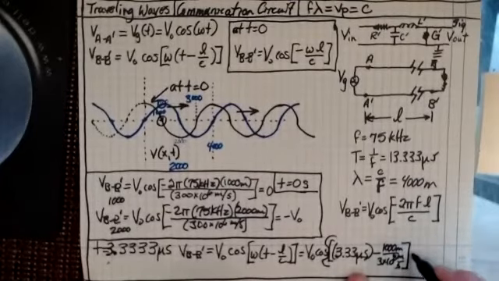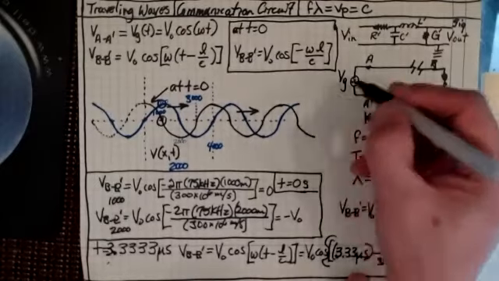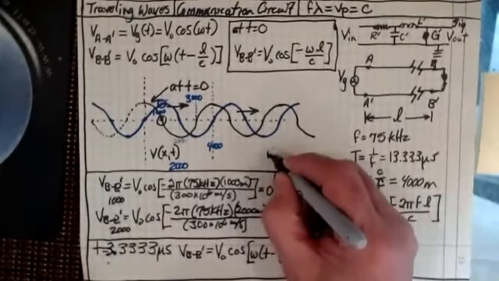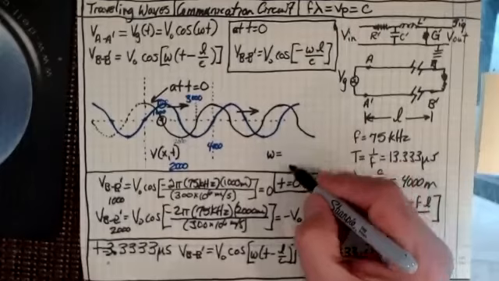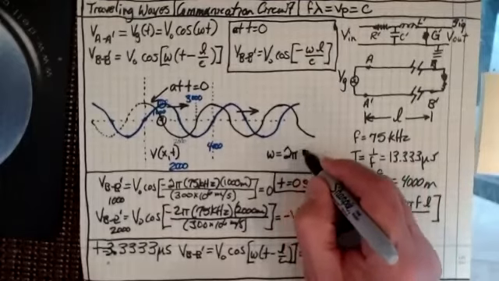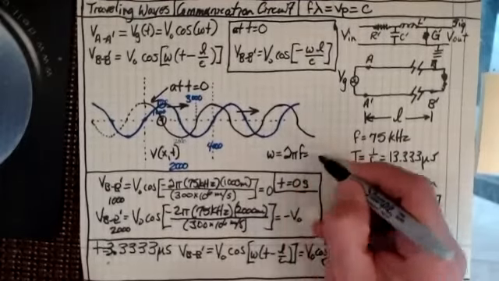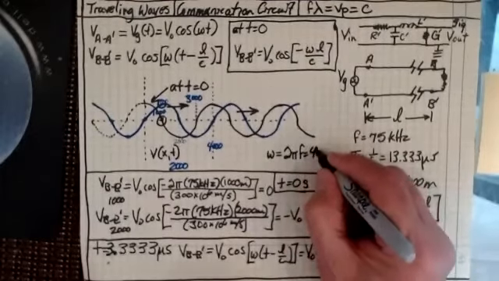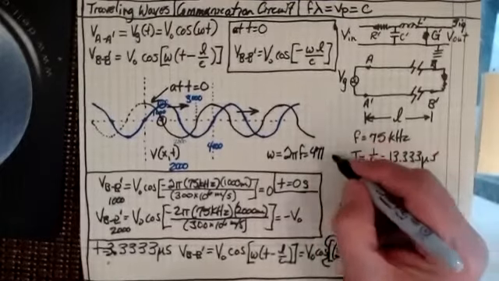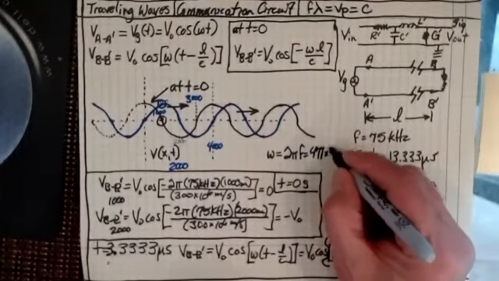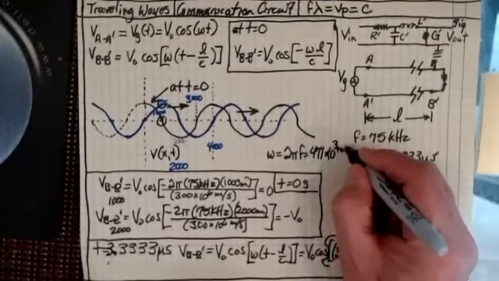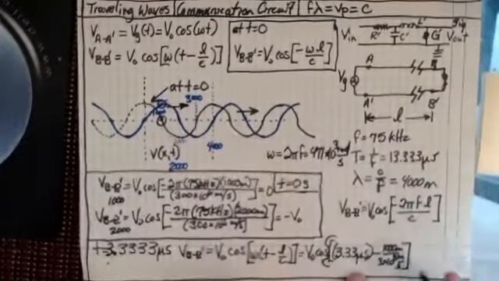And then we've got to multiply that by omega, and omega, I can just write that in here. I'll let you do it. It's 2 pi f, of course, right? But omega is going to be 471 times 10 to the 3 radians per second.